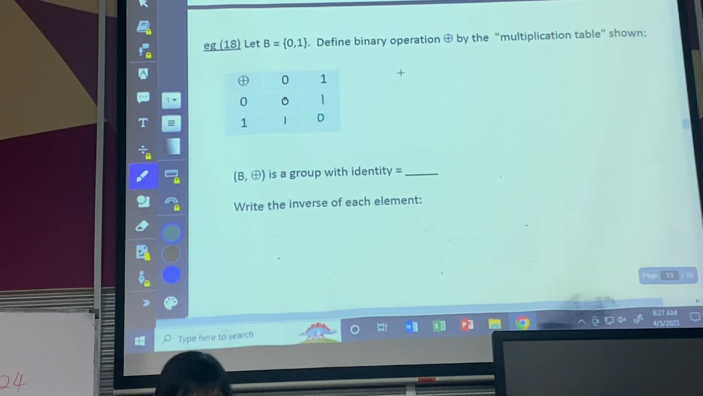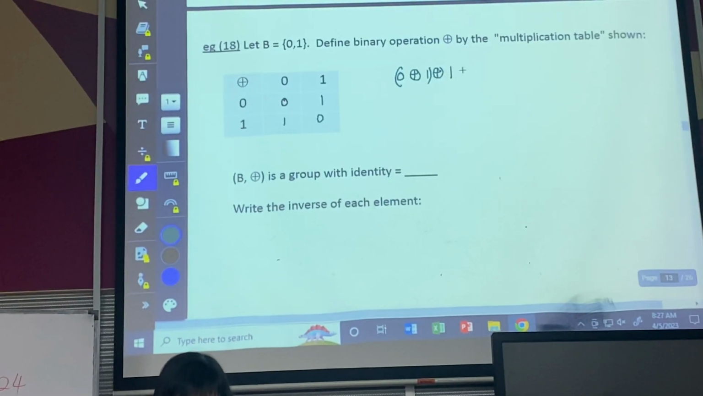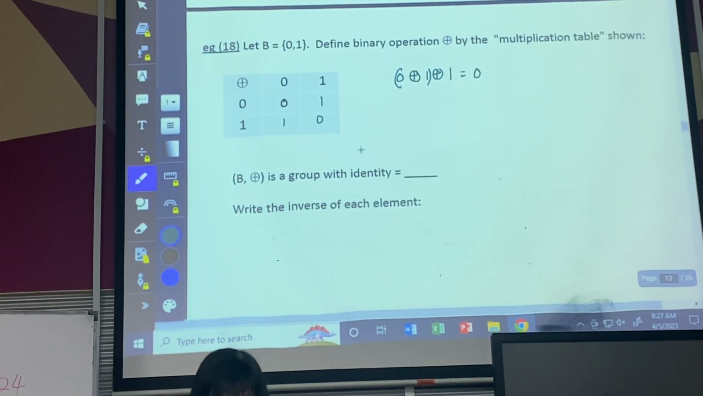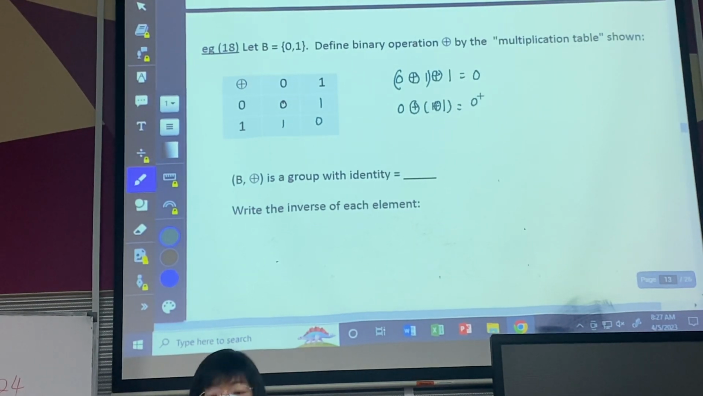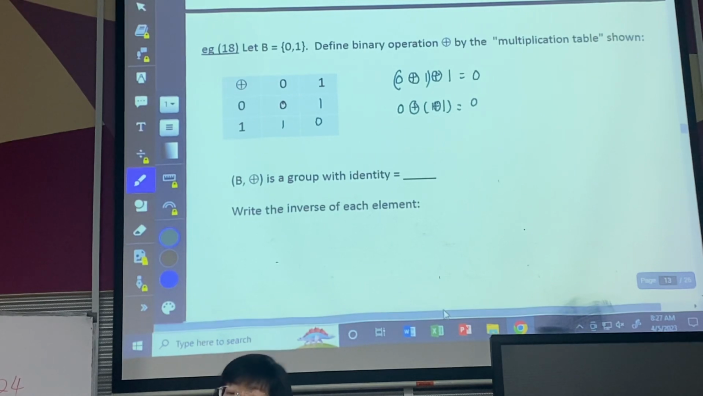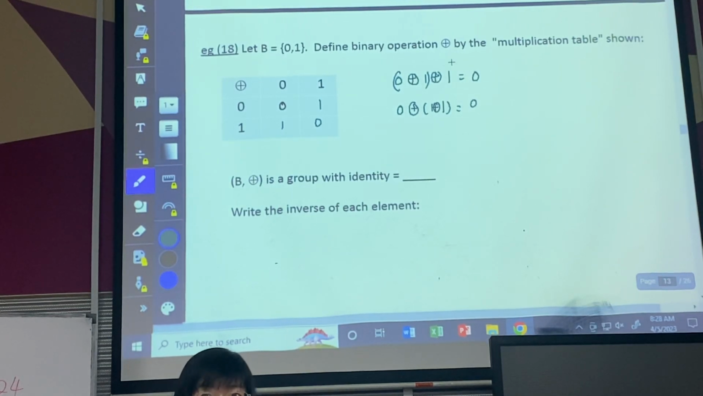For example, if I do 0 exclusive OR 1, exclusive OR 1, and I do this first, the answer I get is 1, 1, this is 0, right? And if I do this first, this is also 0. Meaning that no matter which part I do first for exclusive OR in this case, 0 and 1, I will get that it is associative also. So here I only show you one.